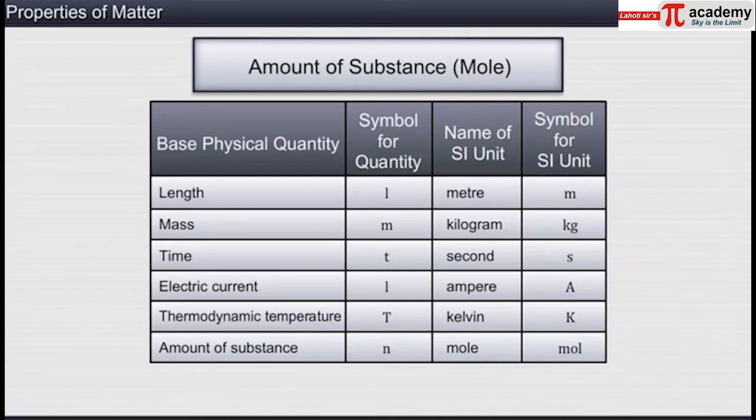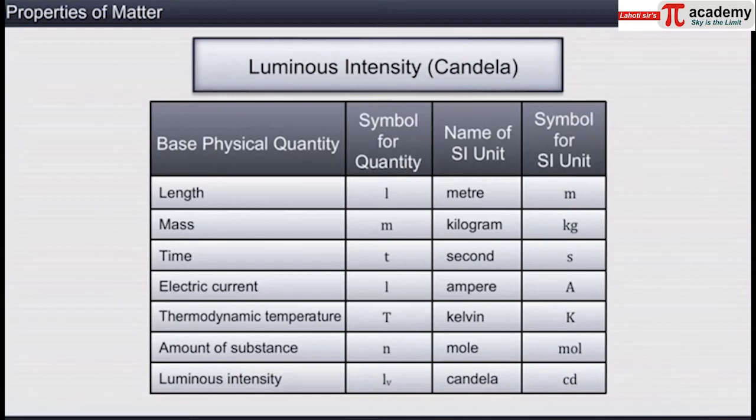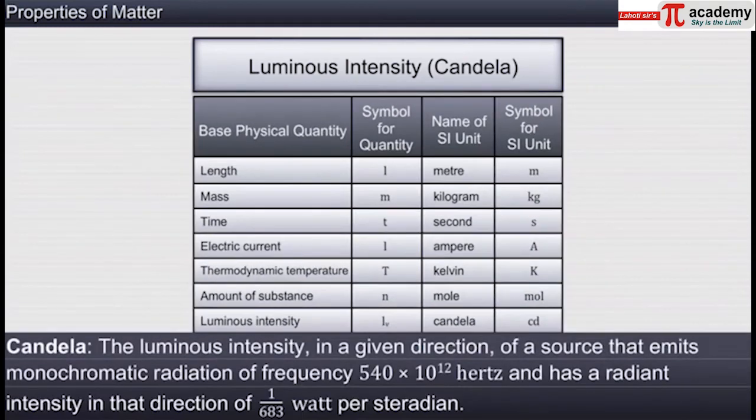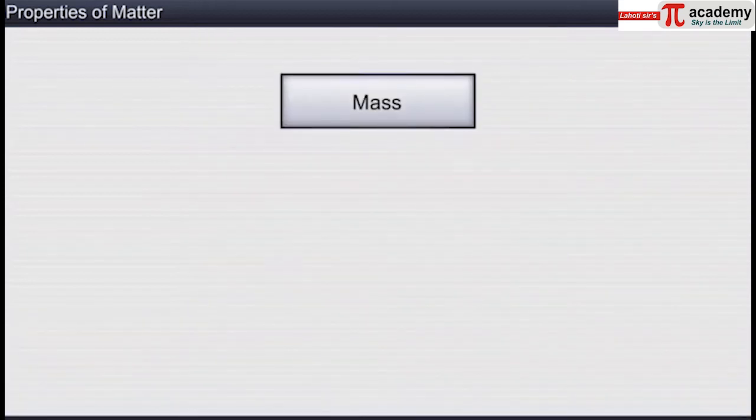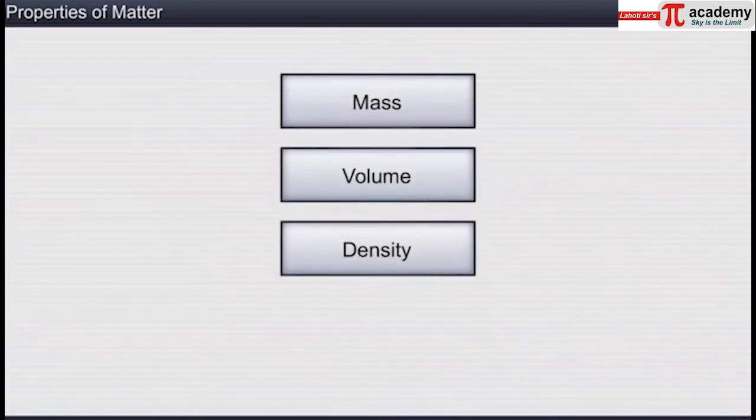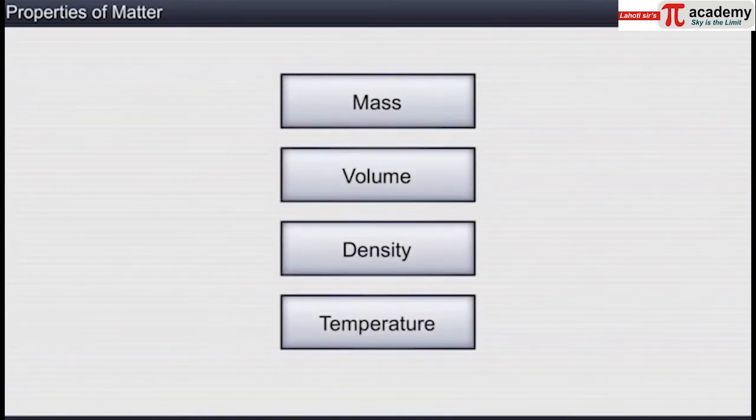The seventh unit on the SI base unit is candela. Candela is the luminous intensity in a given direction of a source that emits monochromatic radiation of frequency 540 × 10¹² Hz and has a radiant intensity in that direction of 1/683 watt per steradian.